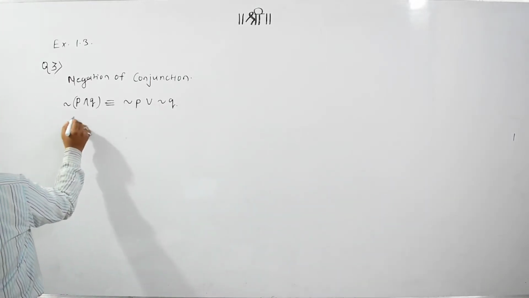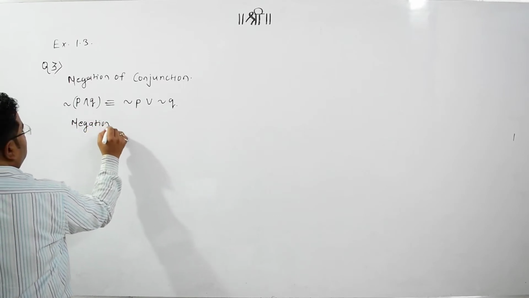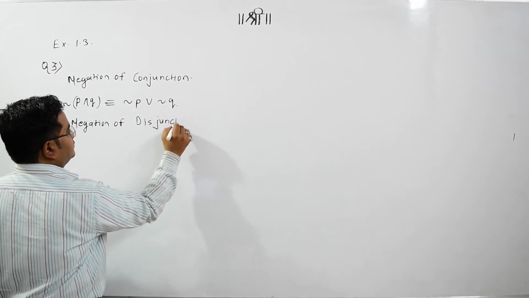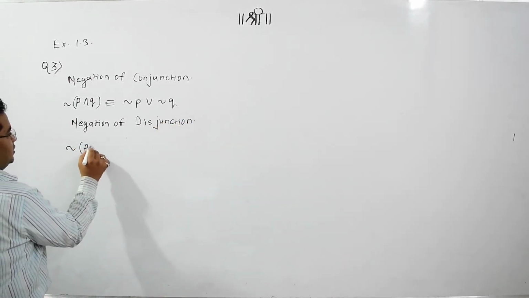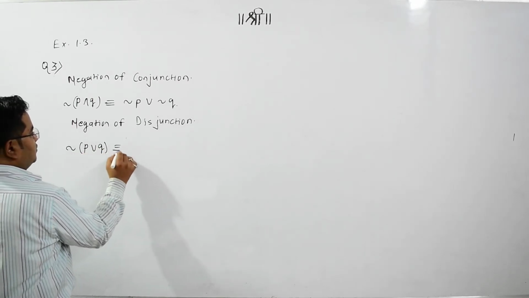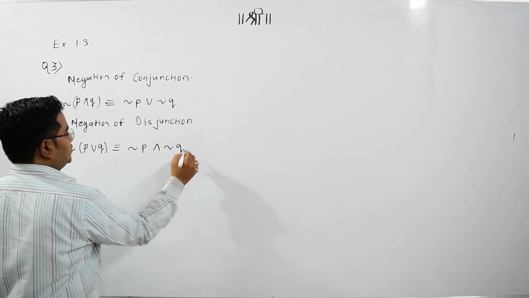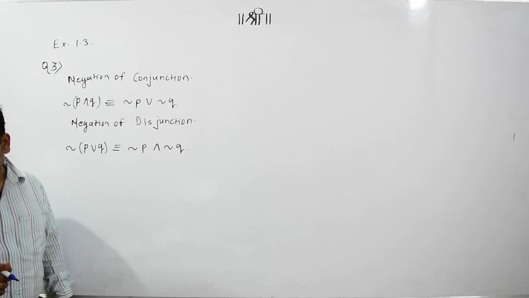Again, the next important parameter, what? Negation of disjunction. Now negation of disjunction should be like this. Negation of P or Q is equivalent to negation of P and negation of Q. Just check whether it is right or wrong. Yes, it is right, of course.